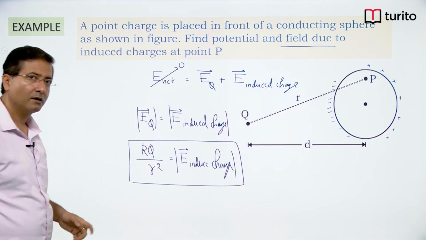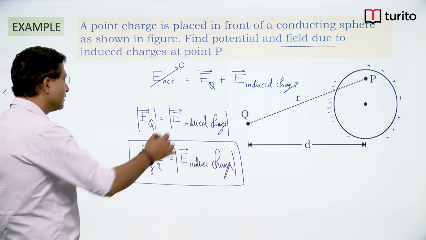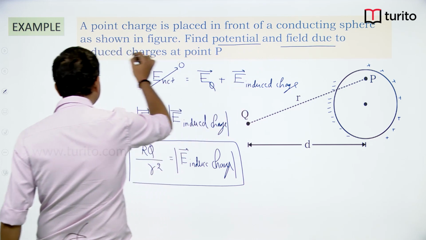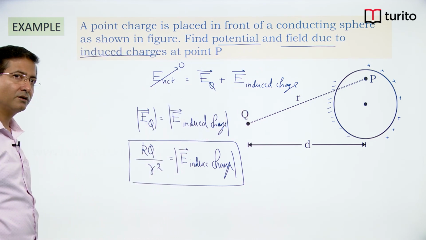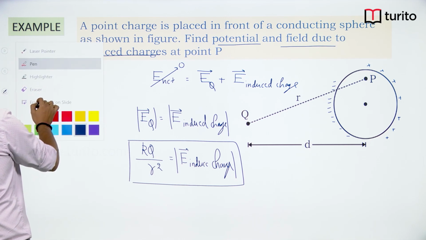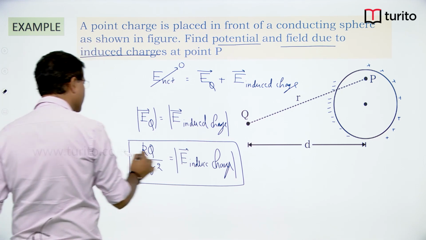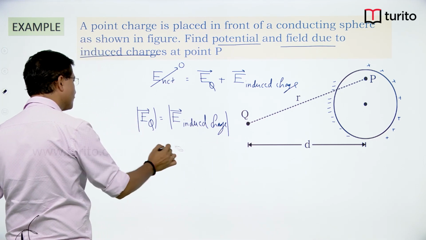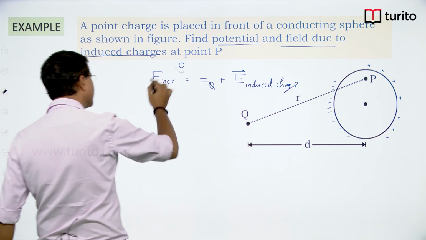Now the second part is, what is the potential? Find the potential due to induced charge, not the net potential, find the potential due to induced charge. Okay. So I will erase all this. So the first part is clear. Now we are solving the second part. Let us talk about the potential.